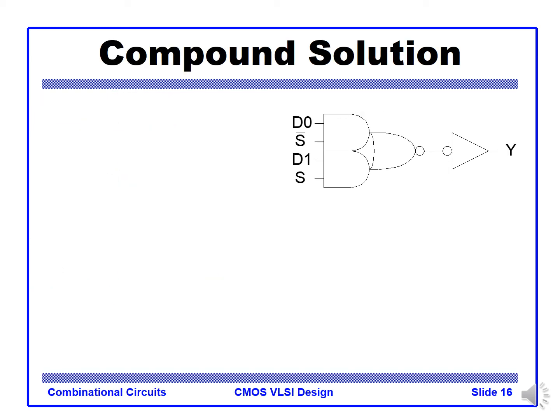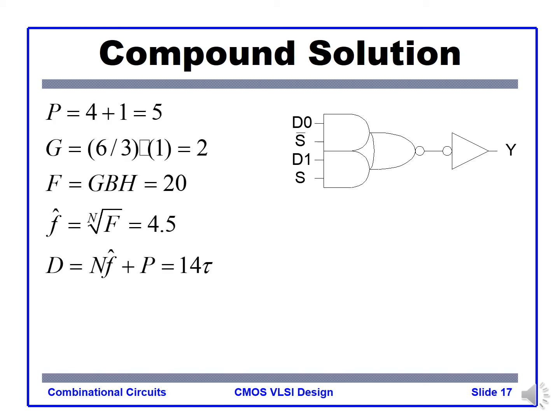What about the compound gate solution here? Let's take a look. For the compound gate, the parasitic delay is 4, and for the inverter is 1. So total it becomes 5. Logical effort for this is, the first one is 6/3 times 1 for the inverter. That becomes the path logical effort equal 2.